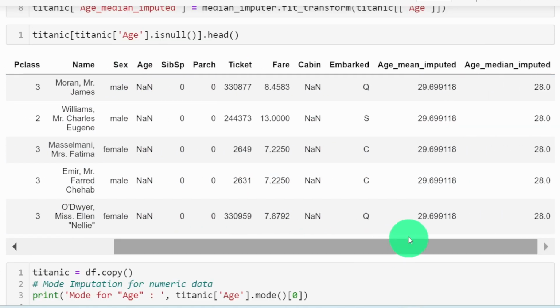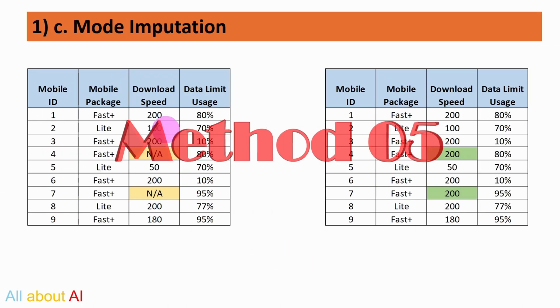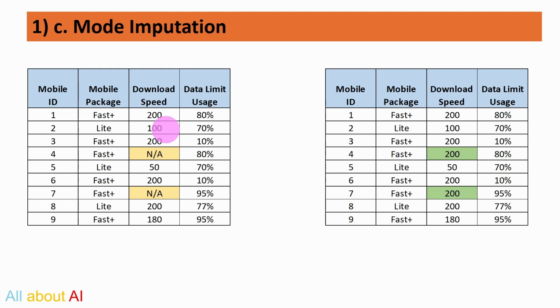And after imputation, the mean was 29.699118. So all these missing values are imputed with these values. And median was 28. Mode imputation. This is more useful for categorical variables.